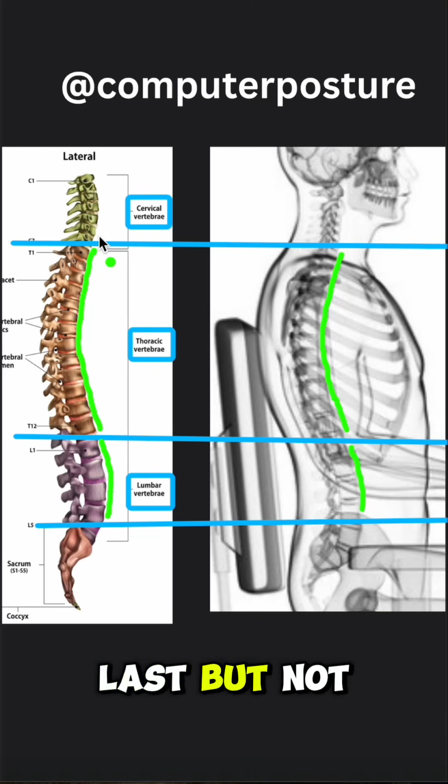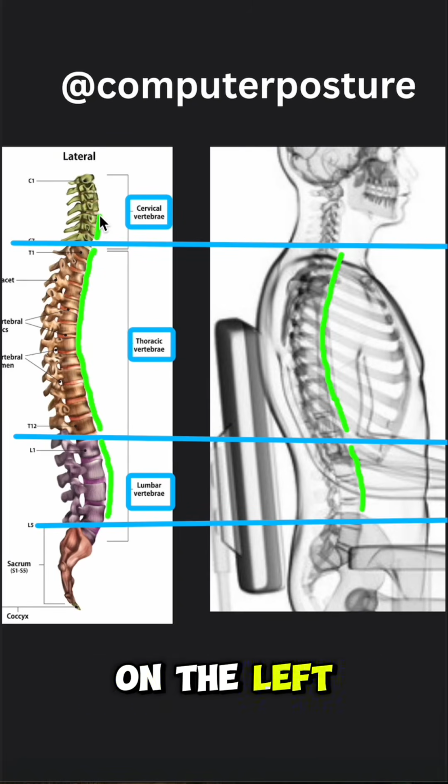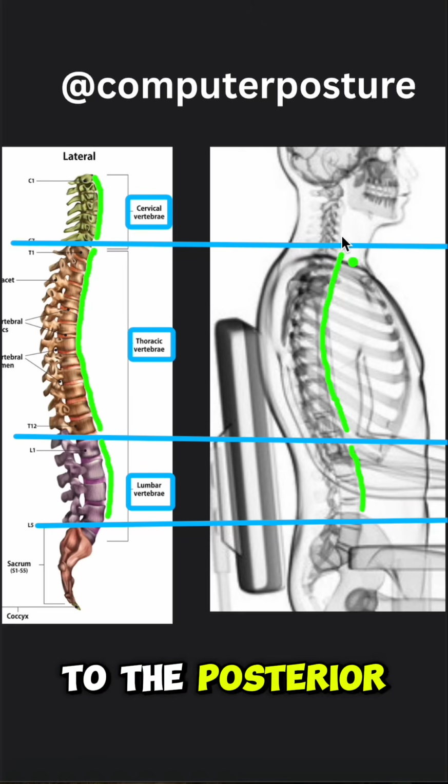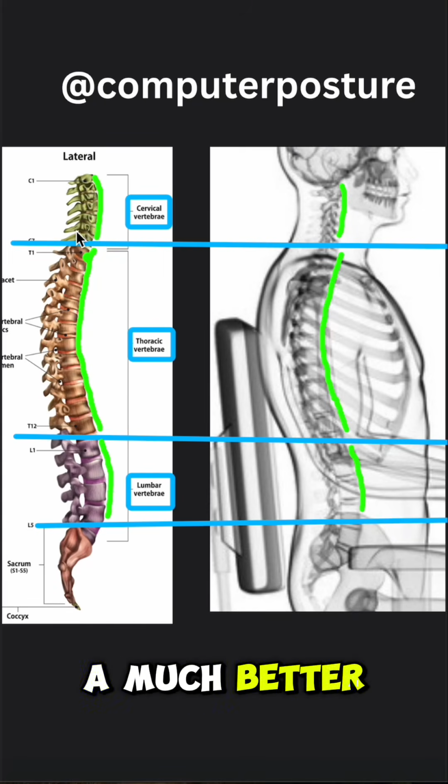Now, finally, last but not least, let's look at the cervical region, also known as the neck. A lot of people think the neck is straight, but look how on the left-hand side here, it curves to the front side of the neck just slightly, and then before it reaches the base of the skull, it goes back to the posterior. Over here, that curve is not so clear, but I want to look at this one over here on the left. I think that's a much better depiction of the cervical region and the curve in the neck.